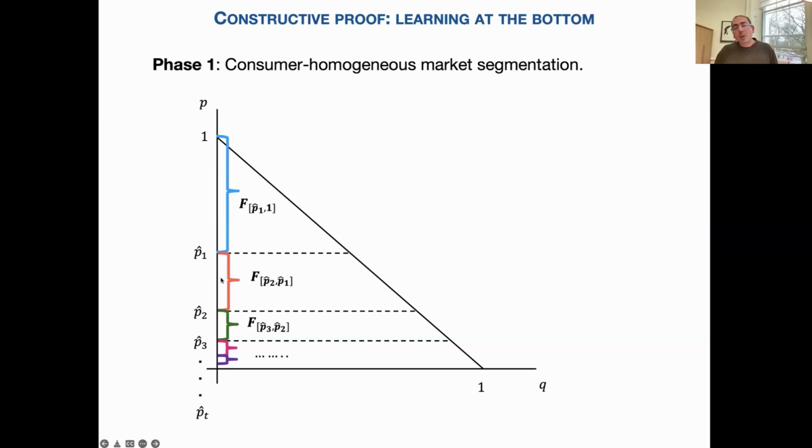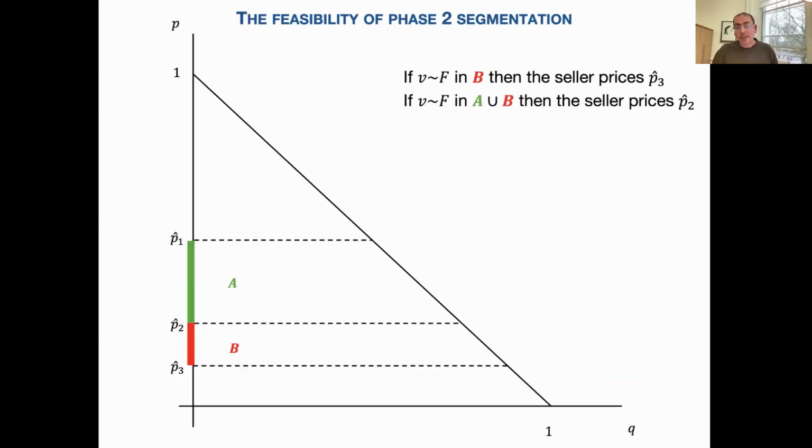If I have some consumer here and some consumer here and I have nobody in the green, I cannot induce all the prices because at some point there's going to be some jump. And that's why I need a large number of characteristics.